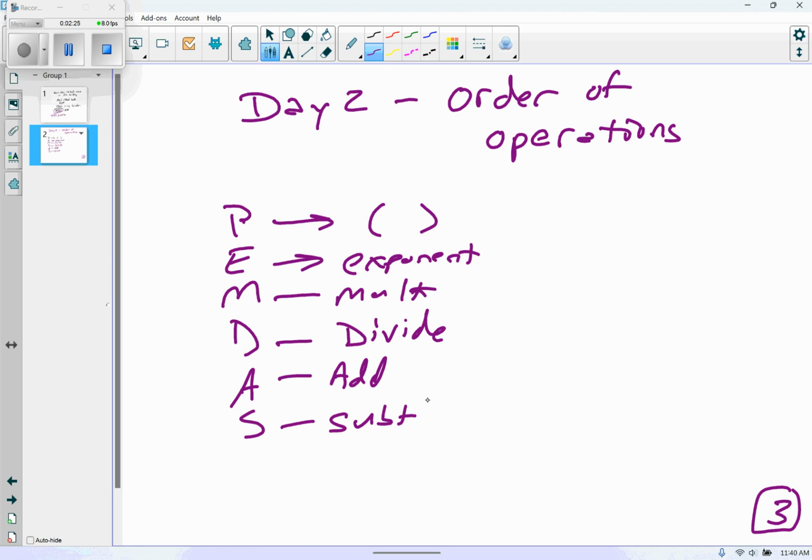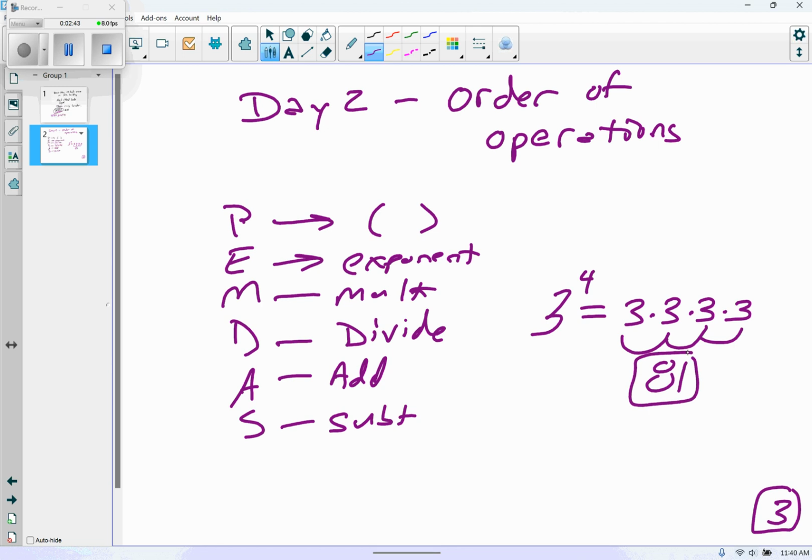So let's make sure you feel good with the next one. Let's say you had 3 to the 4th power. This is the same thing as 3 times 3 times 3 times 3. If you multiply this together, you come up with an answer of 81. Okay, so this is an exponent.